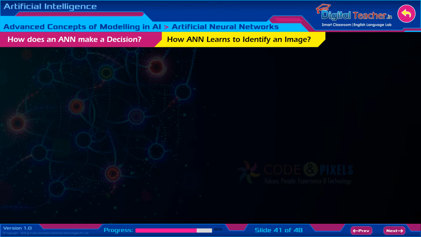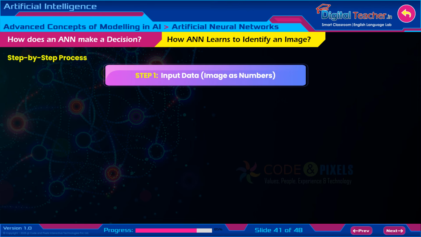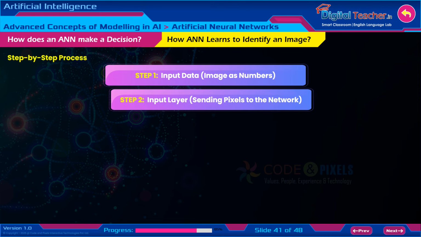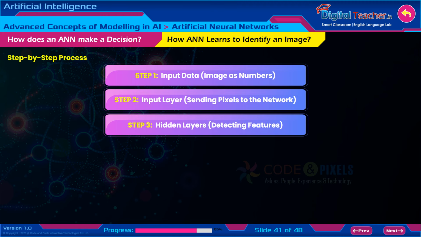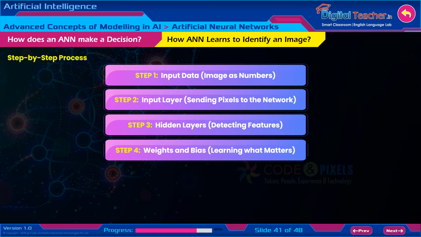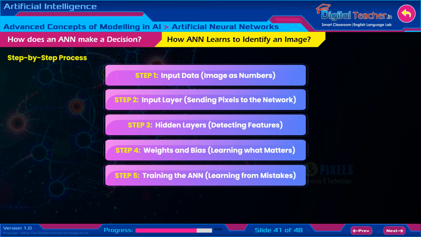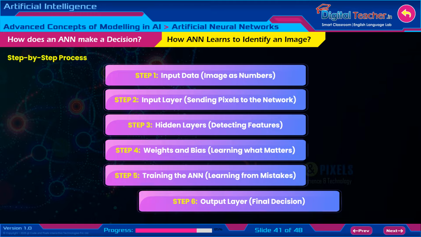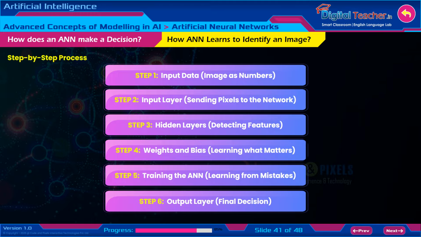How artificial neural networks learn to identify an image. Step-by-step process. Step 1. Input data. Step 2. Input layer. Step 3. Hidden layers. Step 4. Weights and bias. Step 5. Training the artificial neural network. Step 6. Output layer.